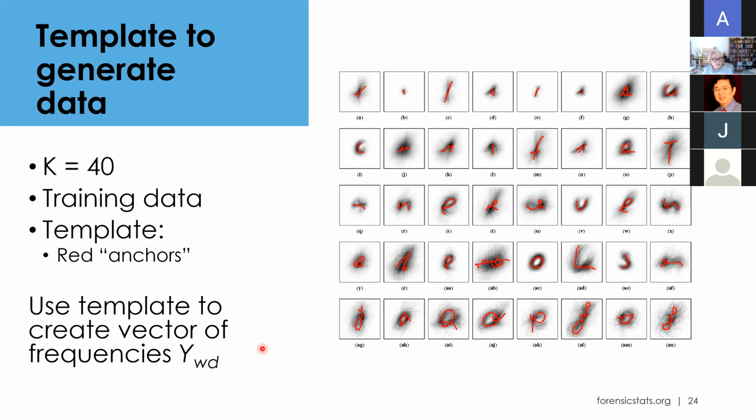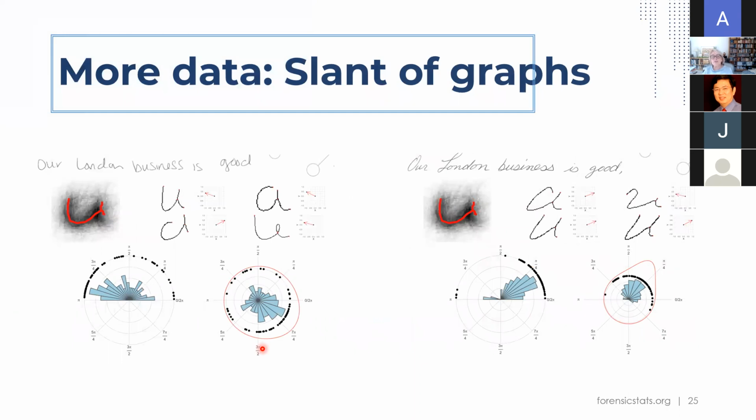Long story short, we also use the slant of the graph. So that's one piece of data we have for each writer and each document. The other piece of data we extract is the slant. This is at the graph level. We look at the angles with respect to the horizontal for each graph for each writer to represent the slant of the writing.